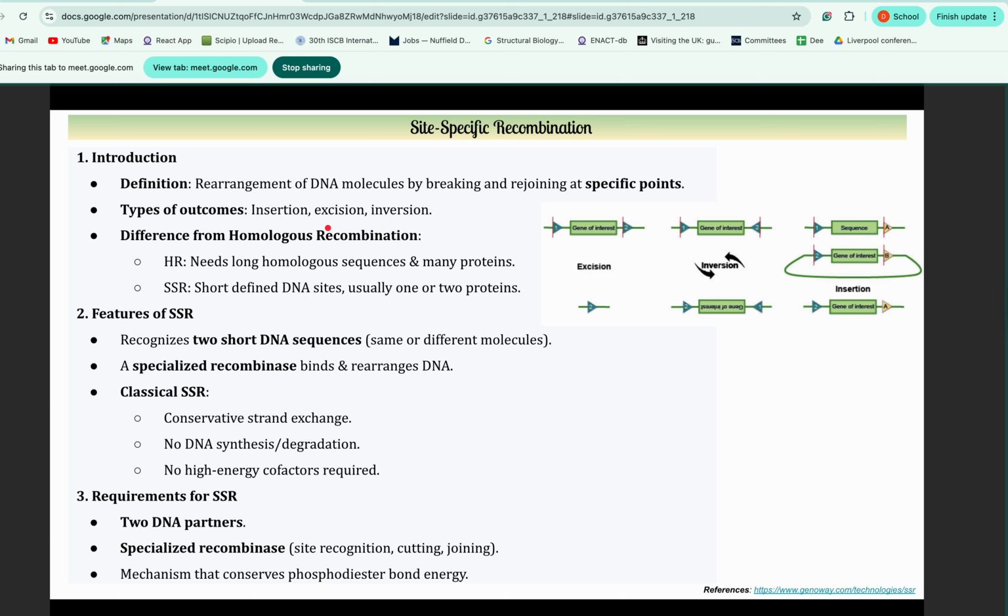So these are the outcomes, which could be either insertion, excision or inversion. And how is it different from homologous recombination?